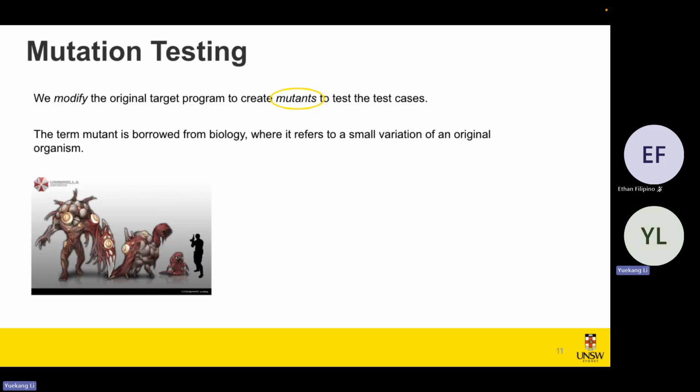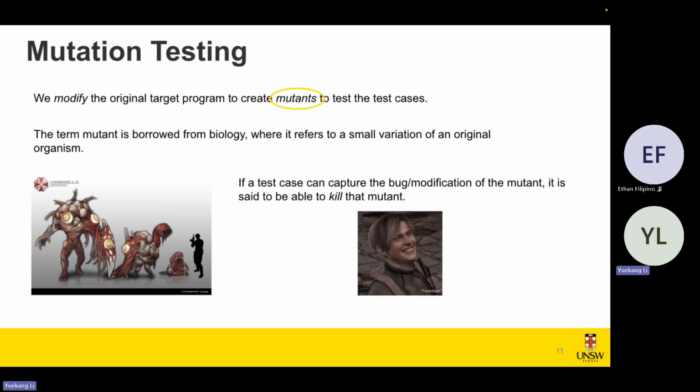If you think about mutants, you may think about this, which is actually from the Resident Evil game. And if a test case can capture the bug or the modification applied to the mutant, then this test case is said to be able to kill that mutant. So you can see the keyword kill here. Any test case that can kill the mutants is considered a good test case, right? If you kill the mutants, then it's good.